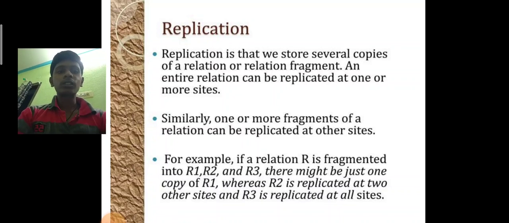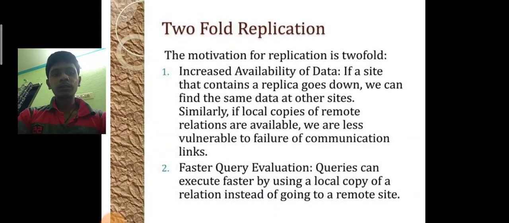Replication means that we store several copies of a relation or relation fragment. An entire relation can be replicated at one or more sites. Similarly, one or more fragments of a relation can be replicated at other sites. For example, if relation R is fragmented into R1, R2 and R3, there might be just one copy of R1, whereas R2 is replicated at two other sites and R3 is replicated at all sites.